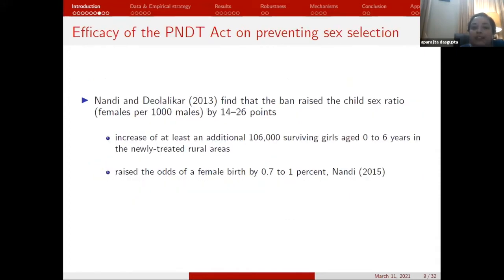Now, how effective was this ban? So there's some controversy about the efficacy of this ban. However, this paper by Nandi and Deolalikar finds that this ban actually raised the child sex ratio by 14 to 26 points. So an increase of at least an additional over 1 lakh surviving girls aged 0 to 6 years in the newly treated rural areas. And there's a follow-up paper by Nandi 2015, which finds that this ban raised the odds of a female birth by about 1%.